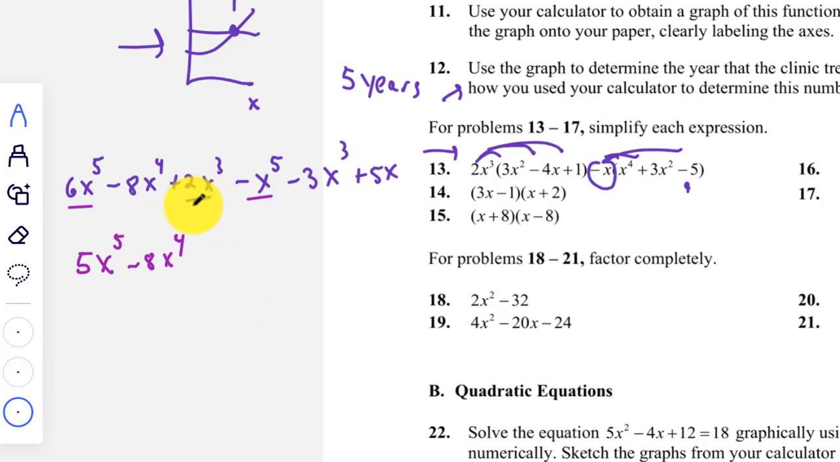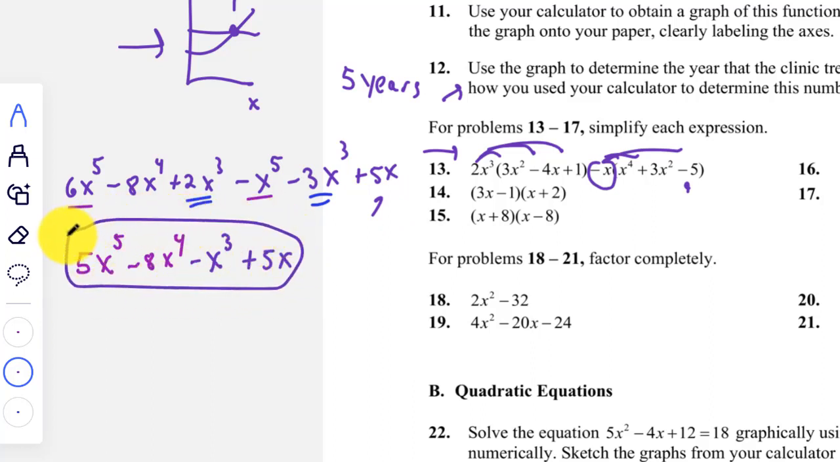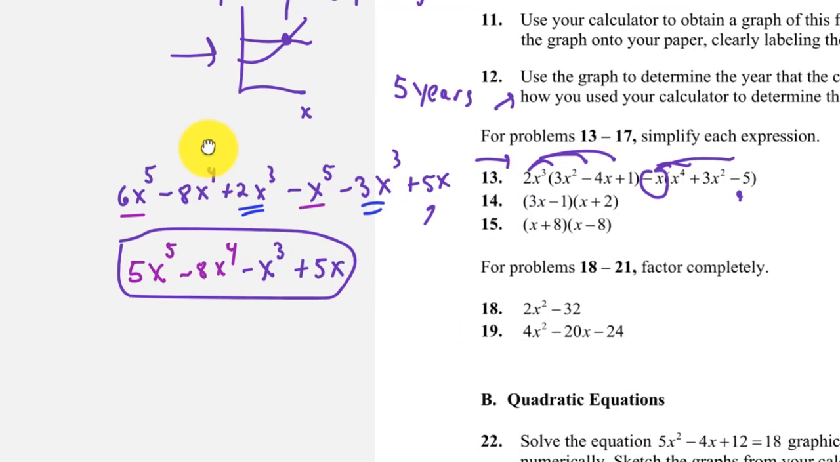We can combine the cubes, right? That becomes minus x cubed. And what else do we have left? Plus 5x, right over here. That's my final answer. Okay, I'm going to erase this and then do question number 14 in this area over here.